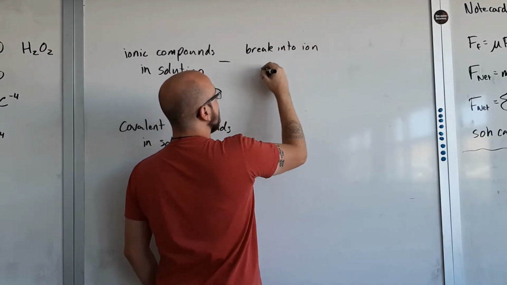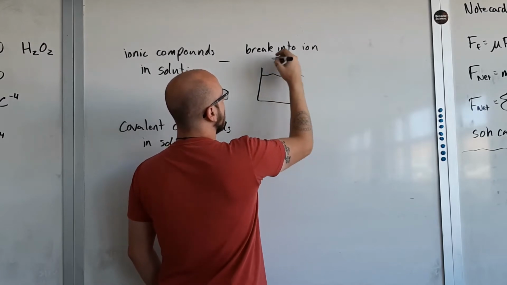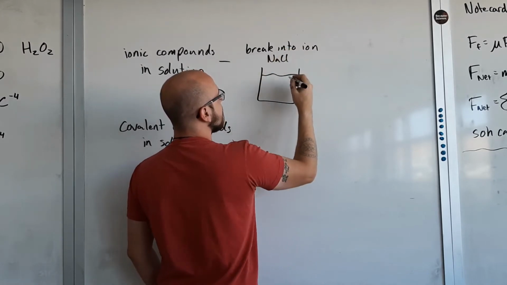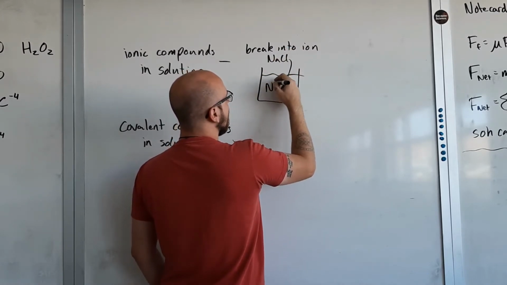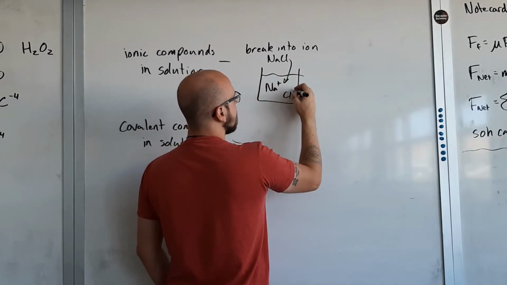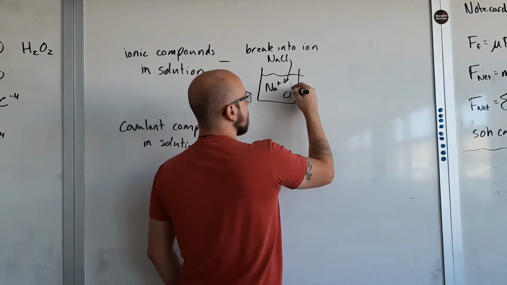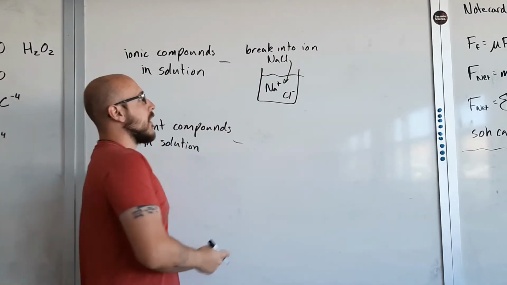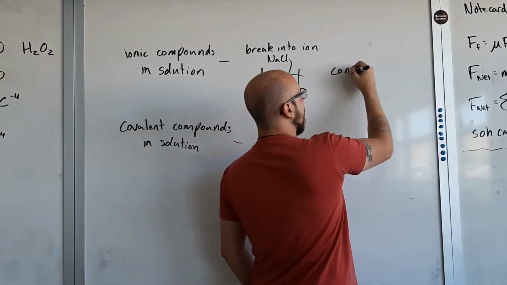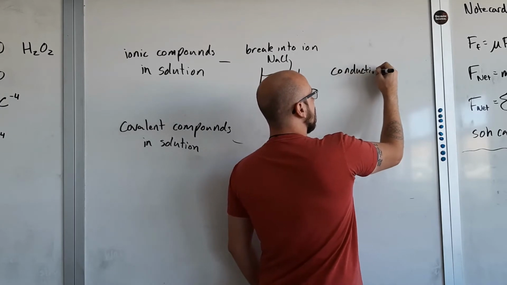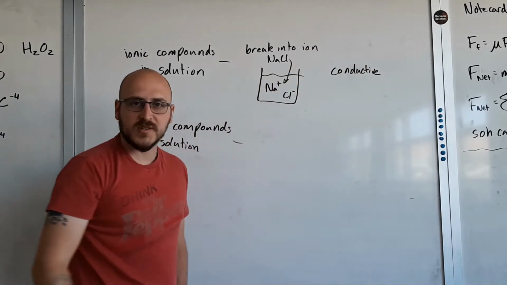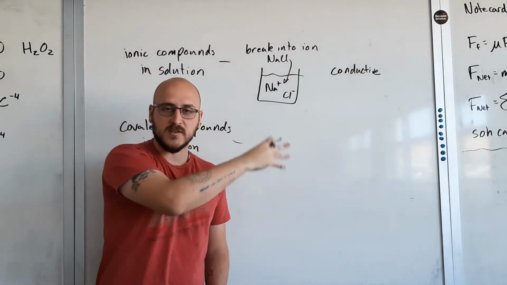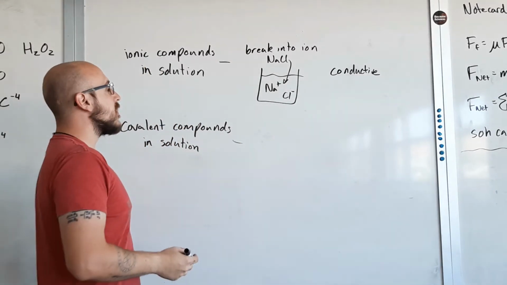So like if we're looking at a beaker with water in it, and we're putting some sodium chloride, some table salt in, it will break up into sodium ions and chloride ions. It will no longer be sodium chloride. Because of this, these are conductive. You see those little extra charges on there? That makes it easier for electrons to move through the solution.